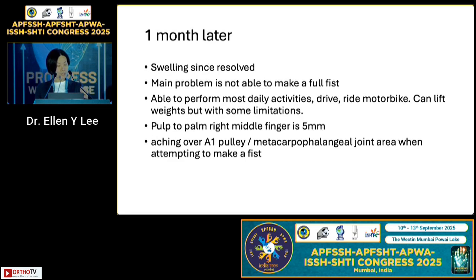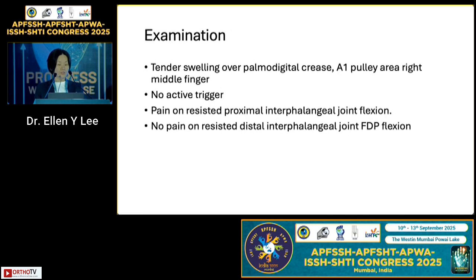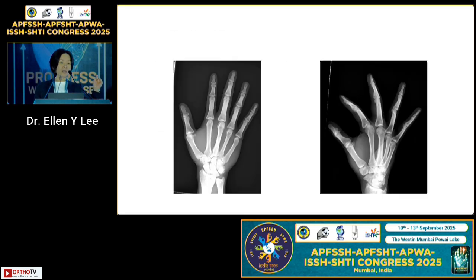He came to me about a month later and he still could not make that fist. There was tenderness over the A1 area, where the trigger finger is, but I was also thinking it could be a ruptured or partially ruptured flexor tendon, given the high energy of the injury. On examination, there is a tender swelling over the A1 area with no active triggering, and he does have pain on resisted proximal interphalangeal joint flexion, which is why I was thinking maybe an FDS injury. So that's why the ultrasound came out. Of course, I took an x-ray because it was a jet ski injury, and there was no fracture, as expected.